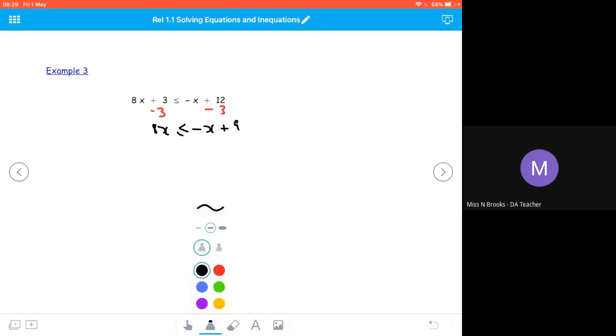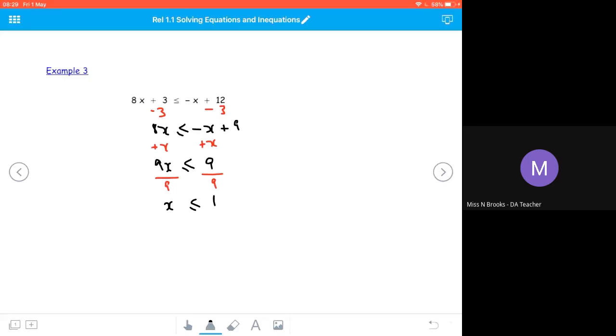I then need to collect my variables, so I'm going to add x onto both sides, and that gives me 9x is less than or equal to 9. And my final step is to divide both sides by 9. And so that gives me x is less than or equal to 1.